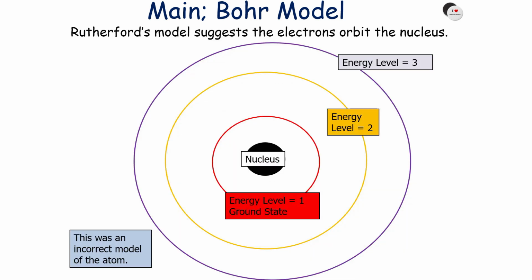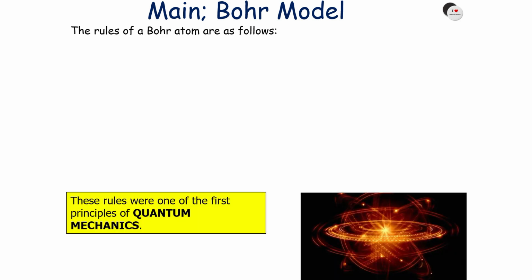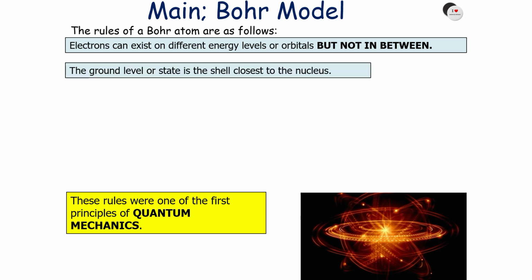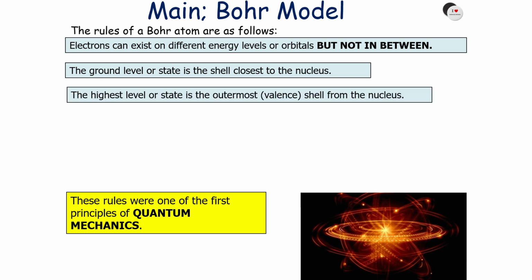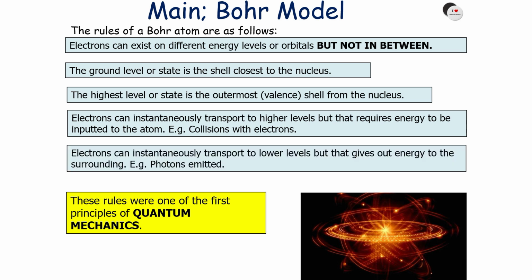So whilst the original nuclear model had this idea, in fact we believe that electrons exist in stable energy levels around the nucleus. Now remember our rules of our atom. The electrons can exist on different energy levels but not in between. The ground state is the state closest to the nucleus. The valence state is the outermost state from the nucleus. Electrons can transition to higher levels, but that requires energy, and electrons can transition to lower levels, but that requires energy being transmitted to the surroundings.